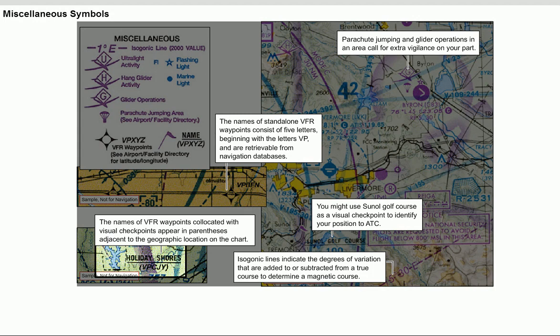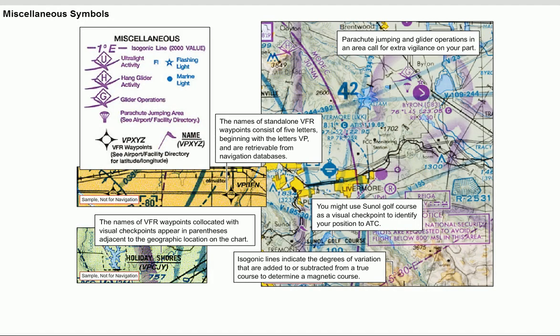The names of VFR waypoints co-located with visual checkpoints appear in parentheses adjacent to the geographic location on the chart. They have pronounceable names based on the visual checkpoint and can be used for ATC communications. Latitude and longitude data for all established VFR waypoints are located in the appropriate regional airport facility directory. Miscellaneous symbols can inform you about areas that require extra caution, providing navigational assistance to your flight.